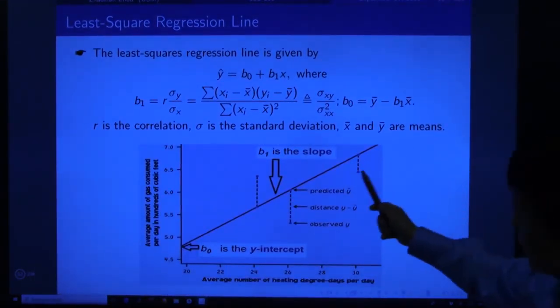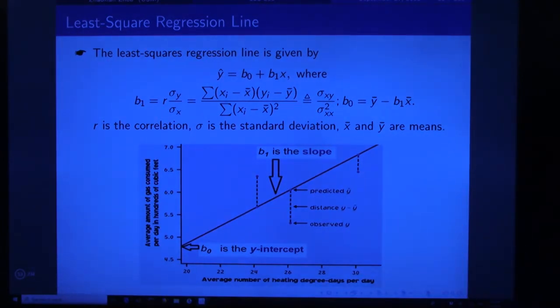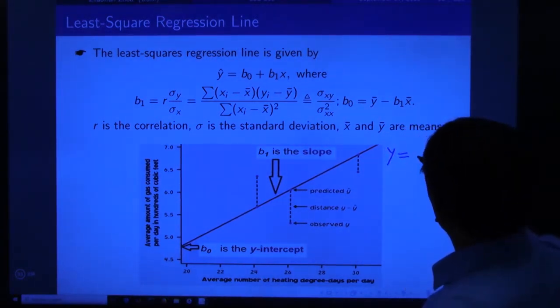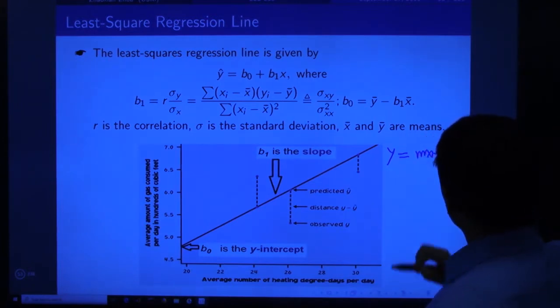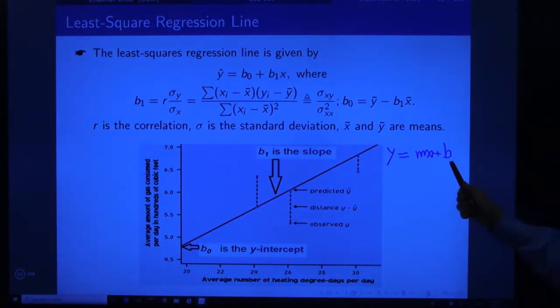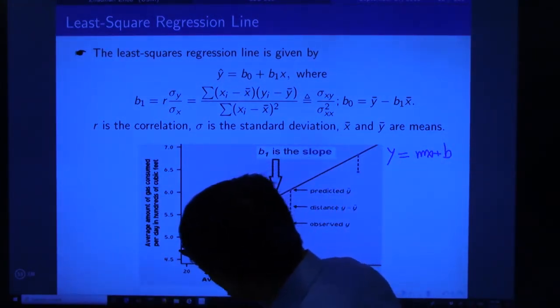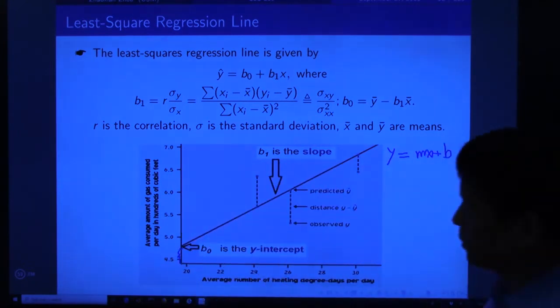If we are given a straight line, we want to describe this line. We need to use the line equation. And from math, we know there are lots of forms for line equations. One of them is the slope y-intercept form. Slope y-intercept form is y equals mx plus b. And the b is called the y-intercept. Y-intercept means the line intercepts with the y-axis. So in this example here, this is the y-intercept.